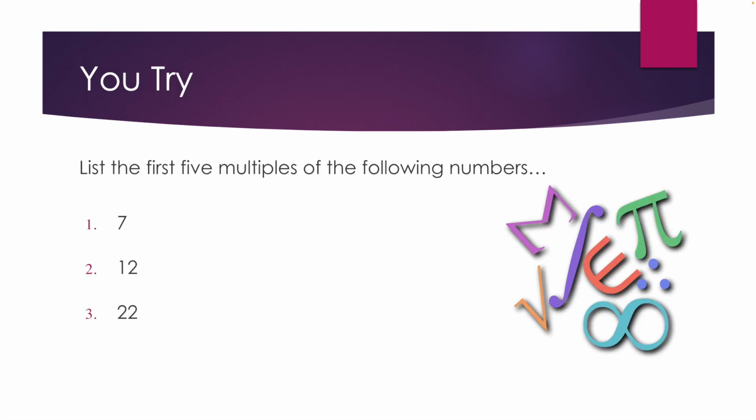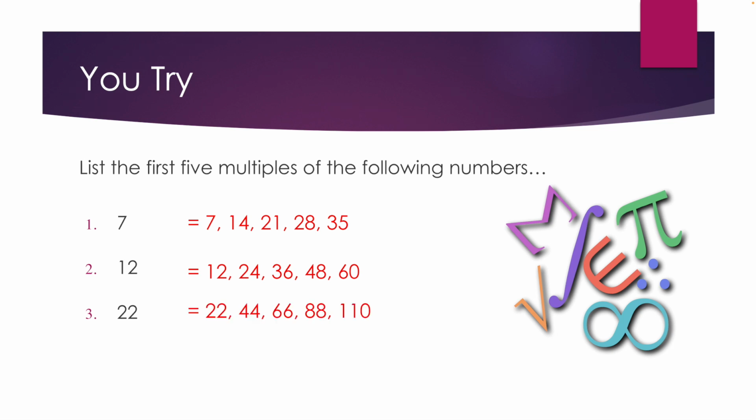Okay, so I want you to try this one. List the first 5 multiples of the following numbers. Pause the video and then start it up again when you're ready. Okay, so for 7, we have 7, 14, 21, 28, and 35. For 12, we have 12, 24, 36, 48, and 60. And for 22, we have 22, 44, 66, 88, and 110.